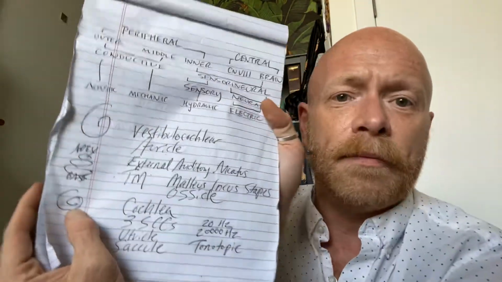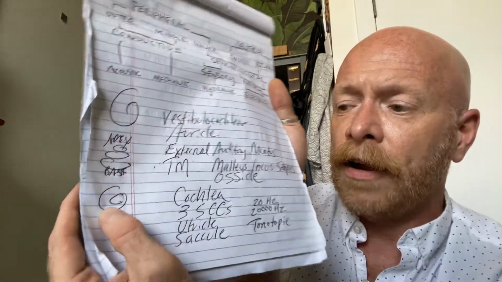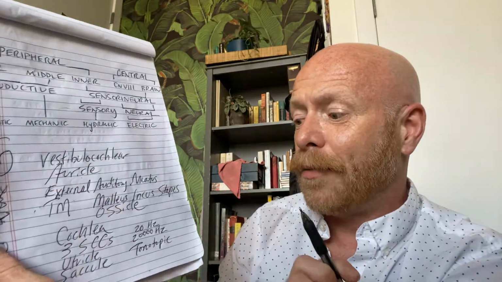Normally in pictures we see it kind of looking like a Cinnabon or like Princess Leia's hair, right? But when you flip it on its side, high frequencies are coded at the base going to low frequencies at the apex, okay? Tonotopic. We go from base, the highest frequencies, 20,000 hertz, up the 2.5 turns to the apex where we have the lowest frequencies.